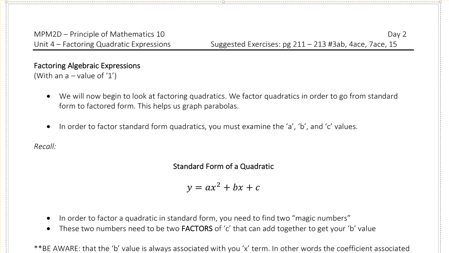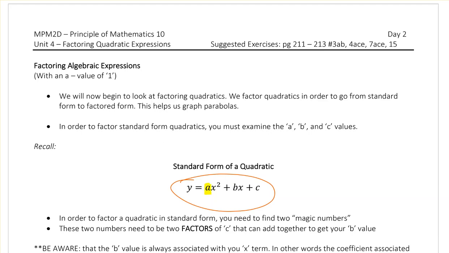So today what we're looking at is factoring algebraic expressions with an a value of 1. You've already looked at a standard form and a factored form quadratic, and you can see that right here is a standard form. What's really of keen interest to us today is that leading a value. All of the problems we look at today are going to have an a value of 1, so our concern is only quadratic expressions with an a value of 1 for now.